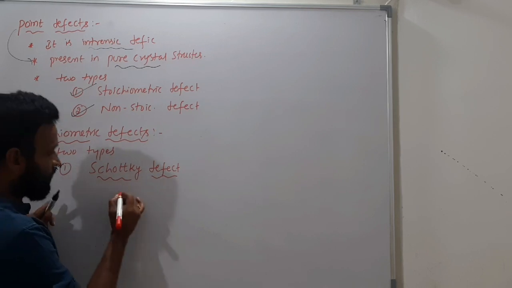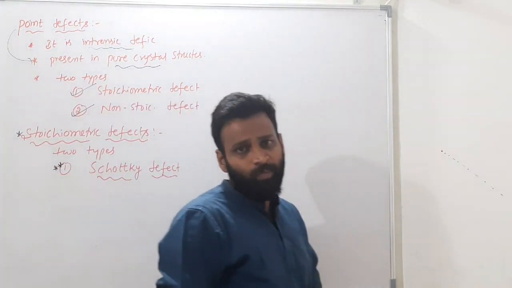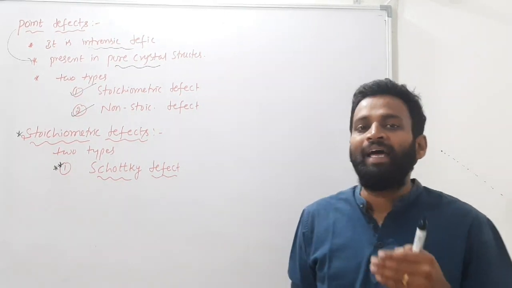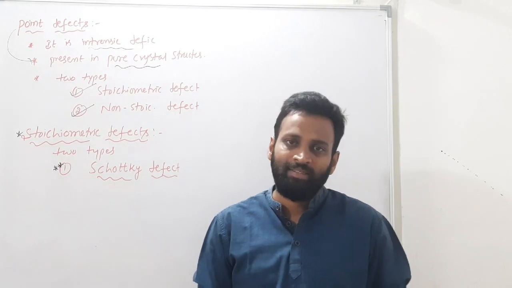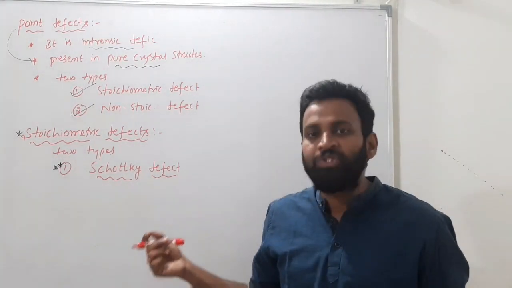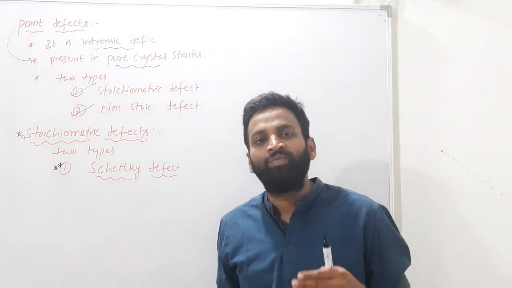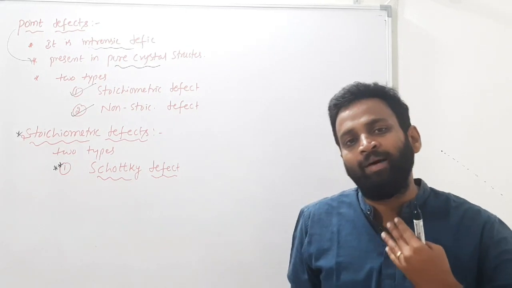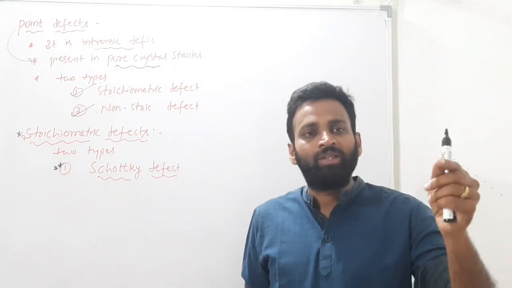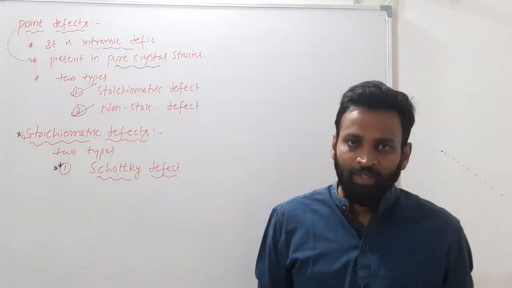What exactly does Schottky defect mean? The defect is due to the missing of an equal number of cations and anions from the crystal lattice. I repeat, the point defect which is formed due to loss of an equal number of cations and anions completely from the crystal lattice. One cation with one anion is missing completely. That is the Schottky defect.